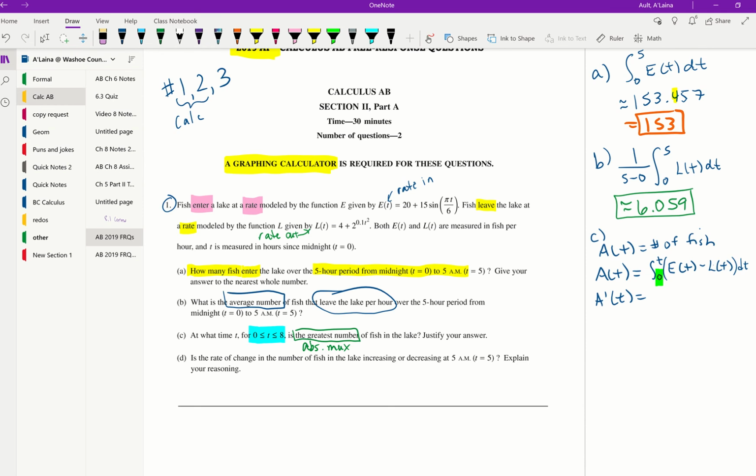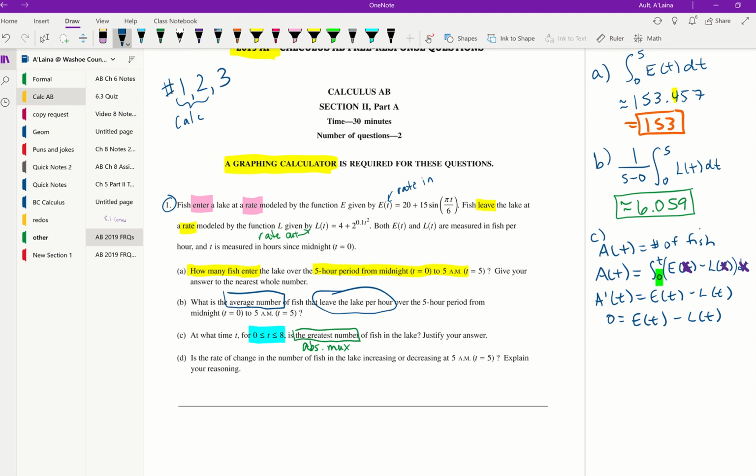I guess I could have changed that variable. Maybe I would have made this x. I don't know. No one's going to mark you down for that, but usually you have a different variable there. I'm going to plug t in instead. So this would be E of t minus L of t. And I want to set that equal to 0. So really what I'm looking for is where E of t and L of t are equal to each other. And that's going to be very, very helpful.